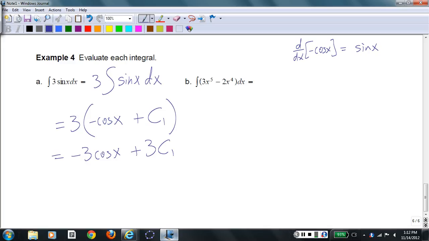But the thing is, 3c sub 1 represents an arbitrary constant. And it's kind of silly just to say 3c sub 1 could be anything. It would be better just to rename it, call it c. Let, off in the margin, let c equal 3c sub 1, and just say negative 3 cosine x plus c. So, take the derivative of negative 3 cosine x plus any constant, and you get 3 sine x. That's what we're saying.